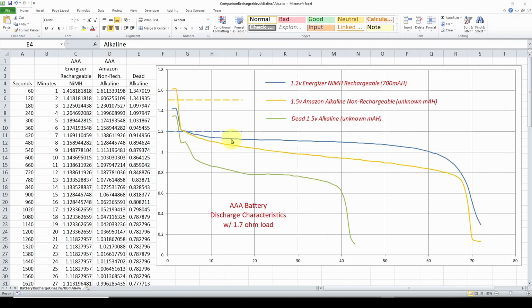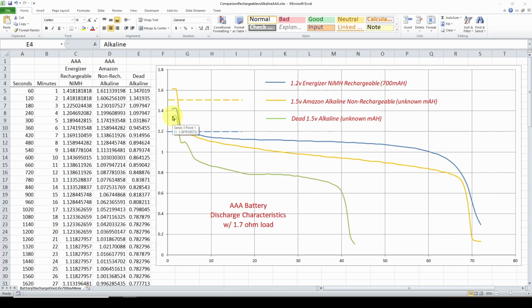And in our case, the rechargeable was 1.1 for most of the time, and then at 70 minutes, it dropped down to nothing. And of course, this is because it lasted longer because it was a lower voltage, which means it wasn't a continual 700 milliamps, it was probably 600 milliamps or something like that.